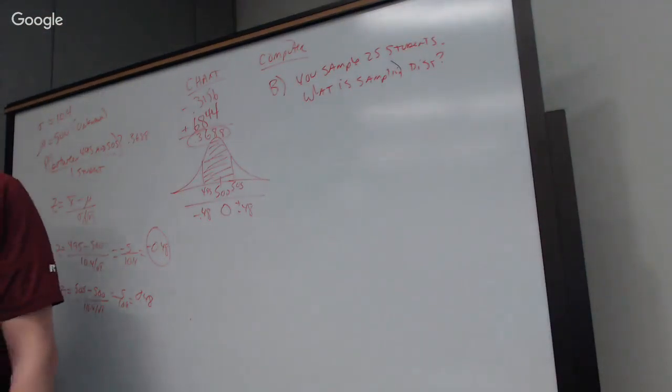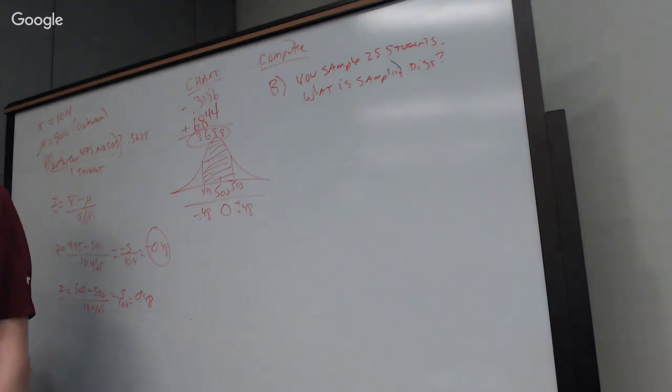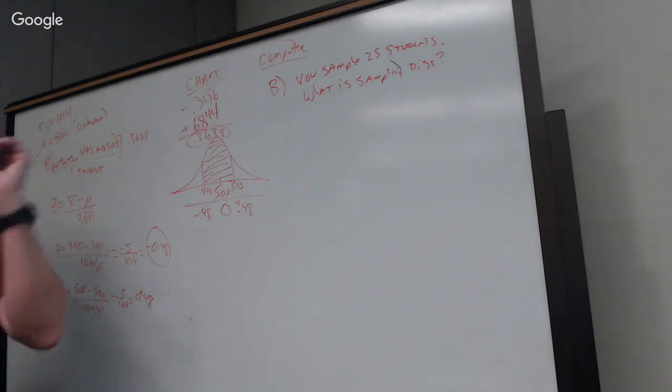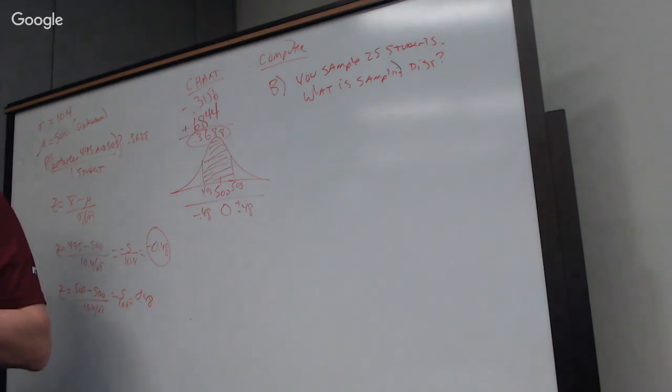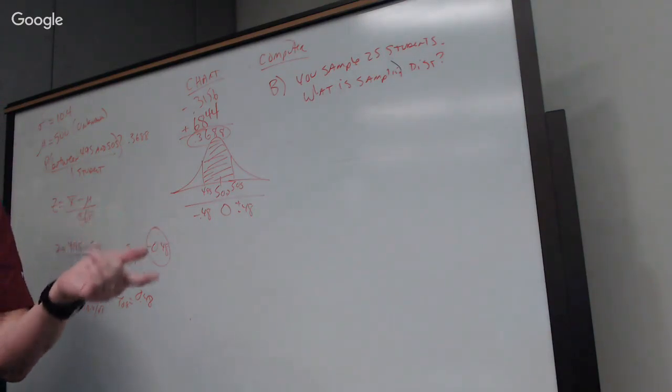But instead of X for one. Well, you don't need to do all the same steps. Actually, that's not what this question is asking. If you sample 25 students, what is the sampling distribution? We're going to be knocking our foreheads in a minute here. You guys are answering a different question than it's asking.